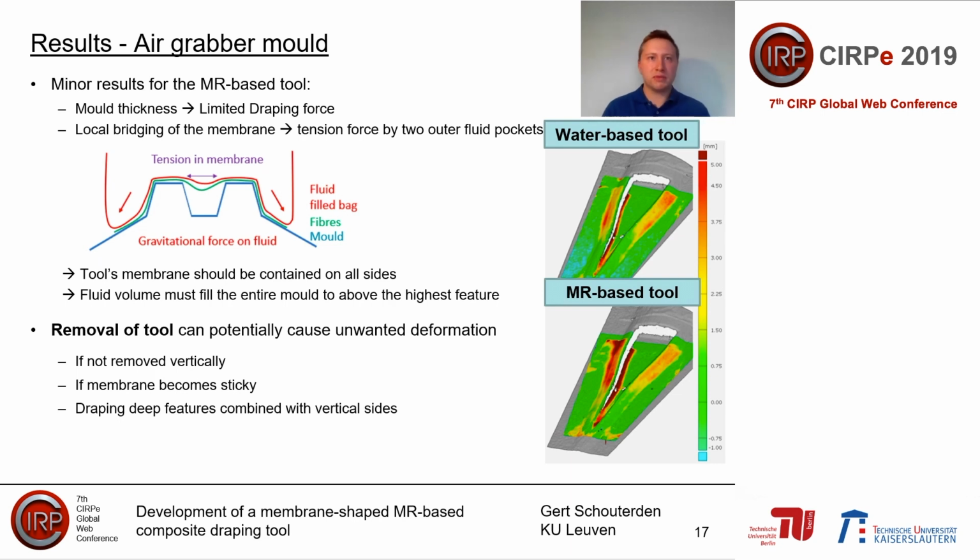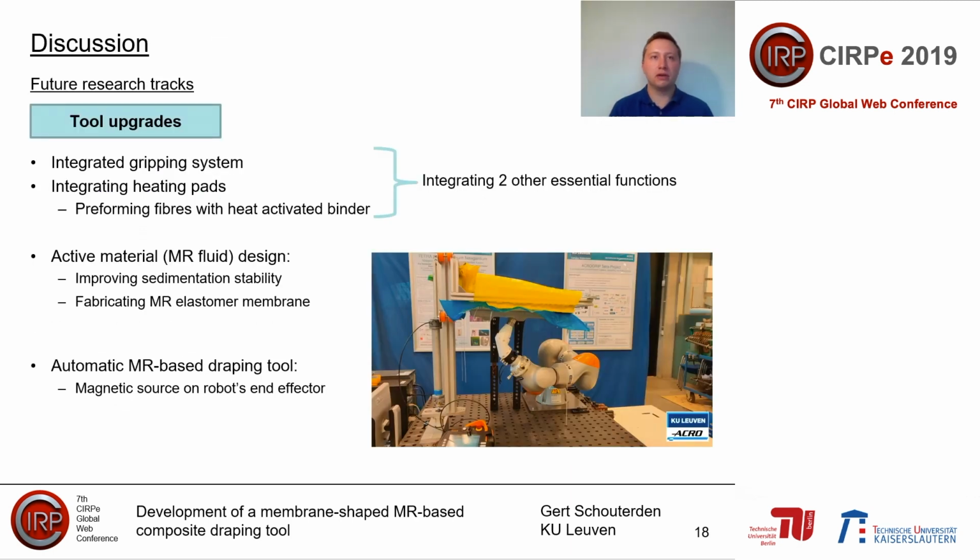Also, we noticed sometimes some unwanted distortions with removal of the tool. This could happen if, for example, the tool wasn't removed perfectly vertically. Also, if the membrane, for example, became sticky due to leakages, or if we were draping a feature which was very deep and had vertical sides. Overall, we can conclude that the testing results were satisfactory. However, there's still a lot of room for improvement.